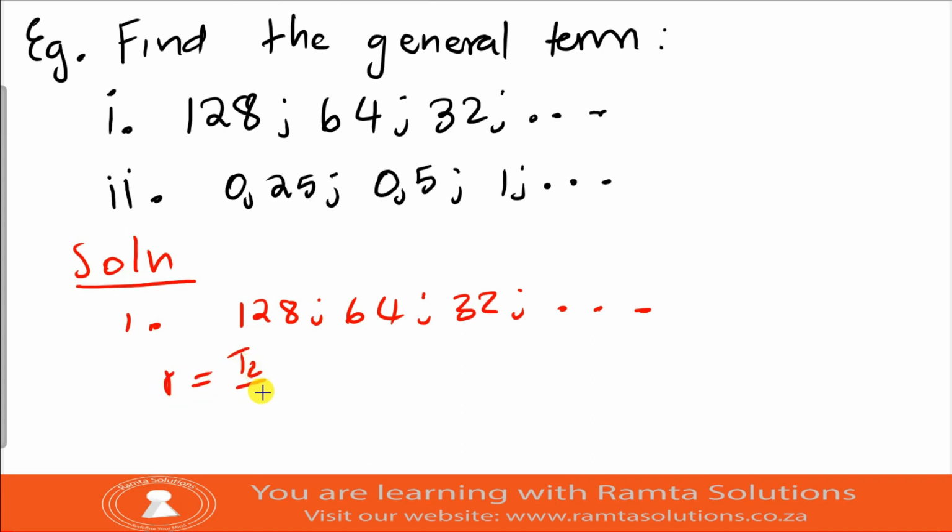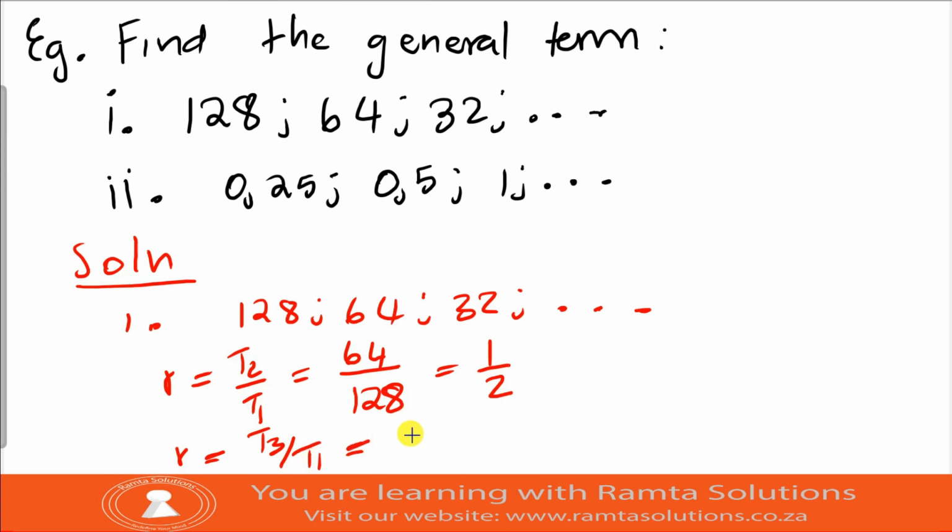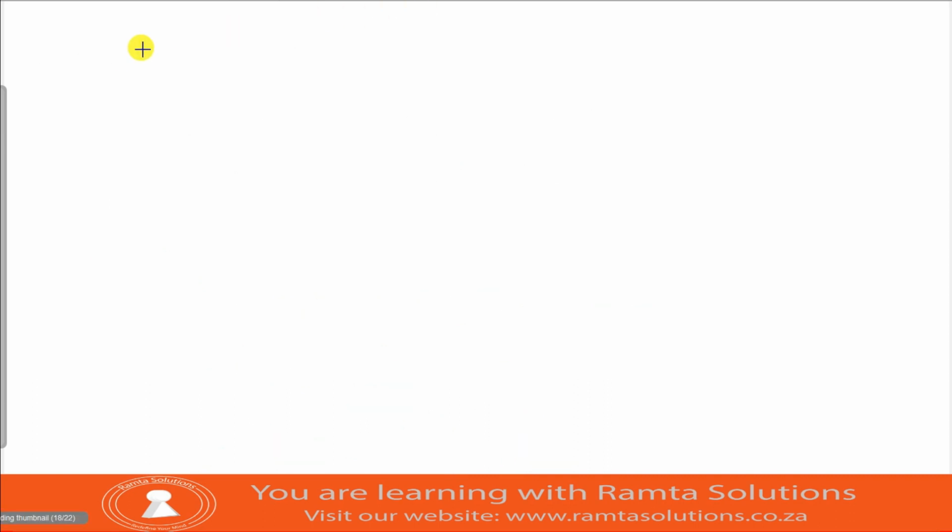R equals T2 over T1. What is T2 over T1? T2 is 64. What is T1? It is 128. This tells me that this is 1 over 2. Let me try with T3 over T2. It must be common. This is 32 over 64. What is this? It is half again. So this means we have a common ratio. Now we can find our general term.